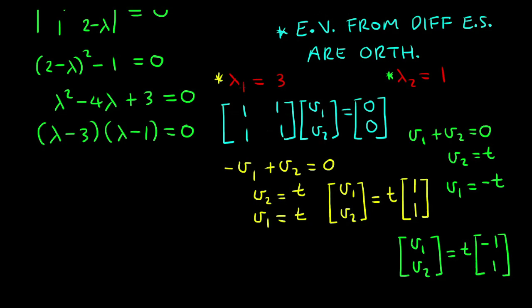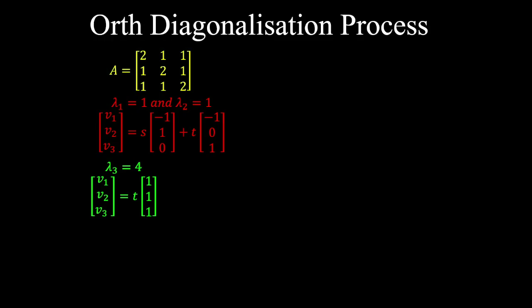So as we saw, the eigenvalues are all real for a symmetric matrix, and all the eigenvectors from the different eigenspaces are orthogonal to each other, as we can see. Let's look at a process for orthogonally diagonalizing a symmetric matrix. Step 1 is to find a basis for each eigenspace.